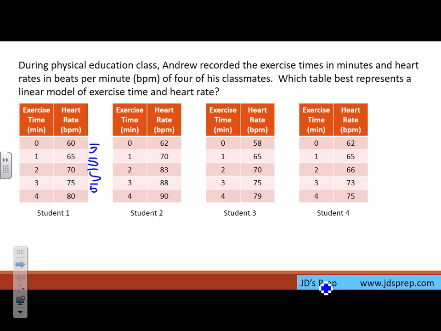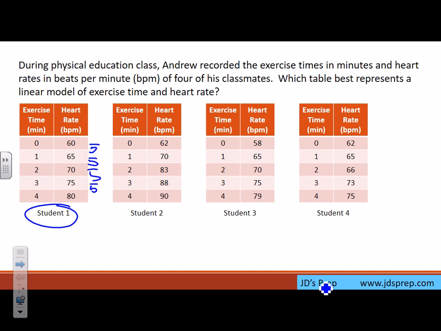Since student 1's heart rate was increasing at a constant rate throughout those 4 minutes, this table represents a linear model of exercise time versus heart rate. If we do the same thing for the other 3 students, we're going to see that there are some differences in the change in heart rate from 1 minute to the next.